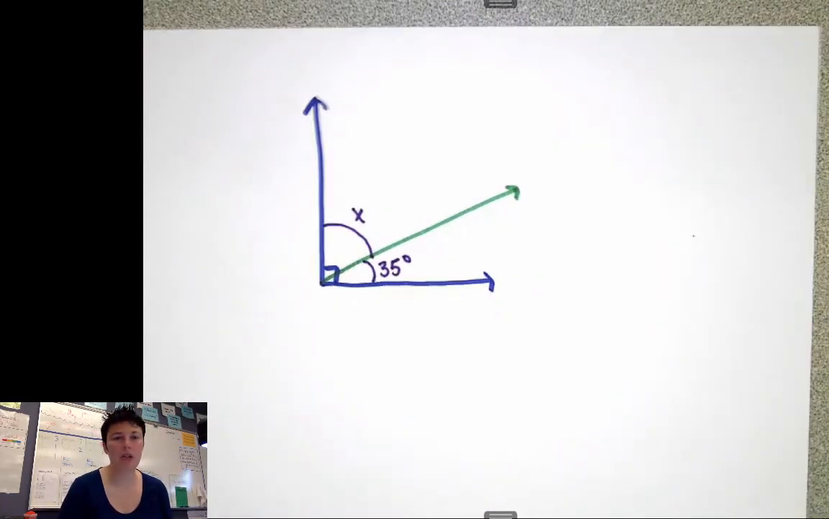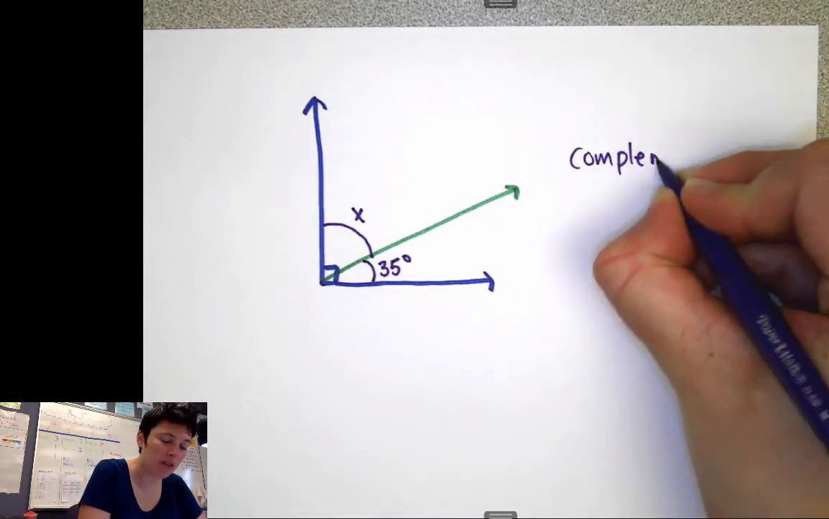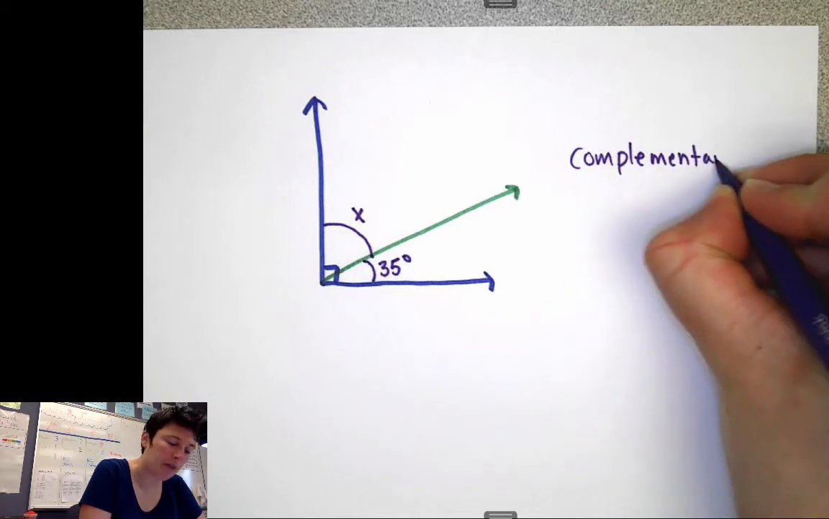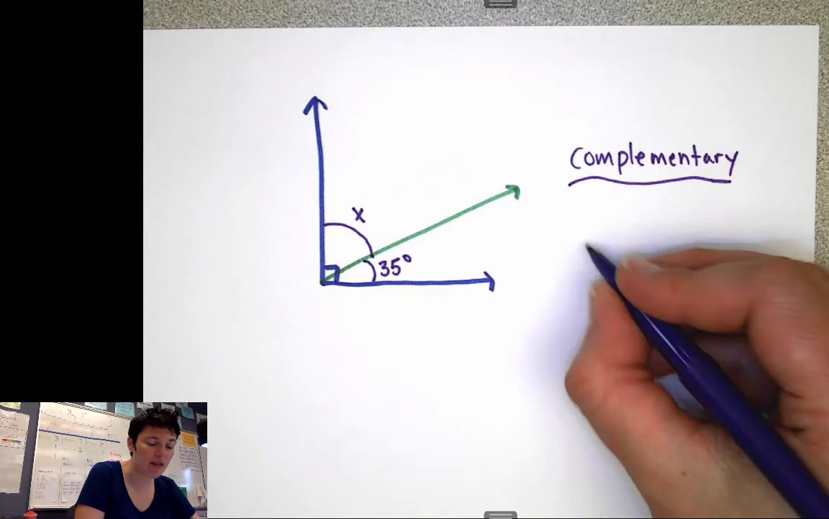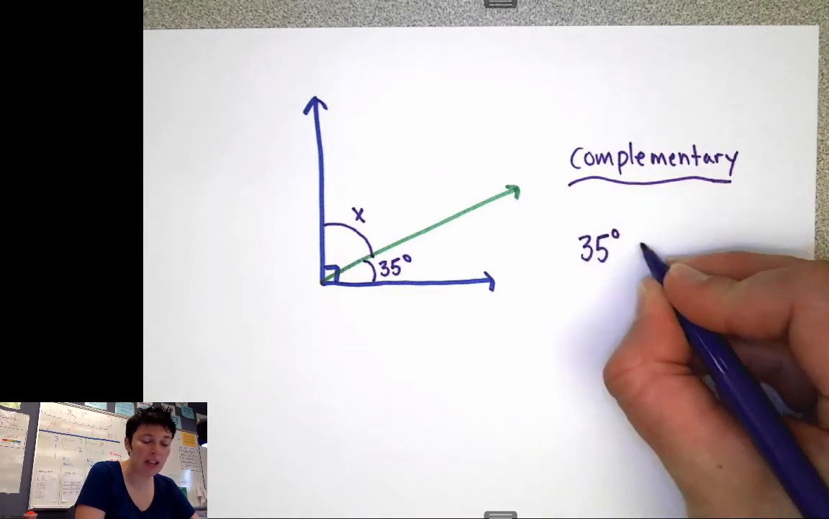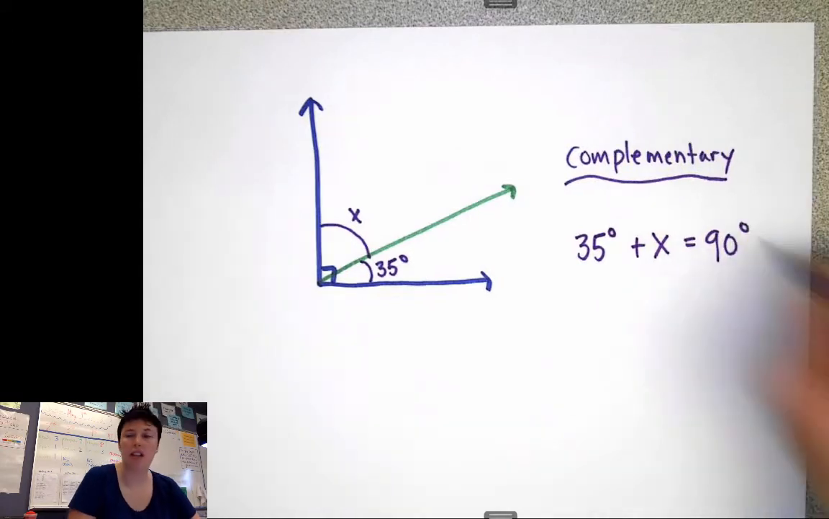We easily can solve for x. By looking at this problem, we're like, you know what? This is a complementary situation. So if it's complementary, which I'm going to write that word down, then what I know is if I take the 35 degrees and I add it to the x, I'm supposed to get 90 degrees altogether.